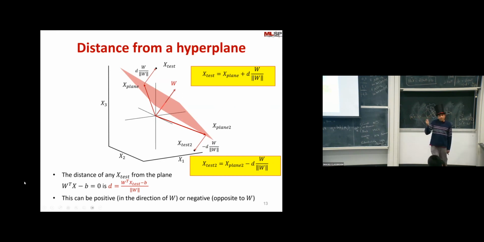If I want to find the distance of any point from the plane, I just drop it into this equation and divide it by the norm. Correct? And if my point is on the same side as W, this result will be positive. If it's on the other side, the result will be negative, which is why I make a -1. That's it. So the direction that the plane is pointing comes from W.